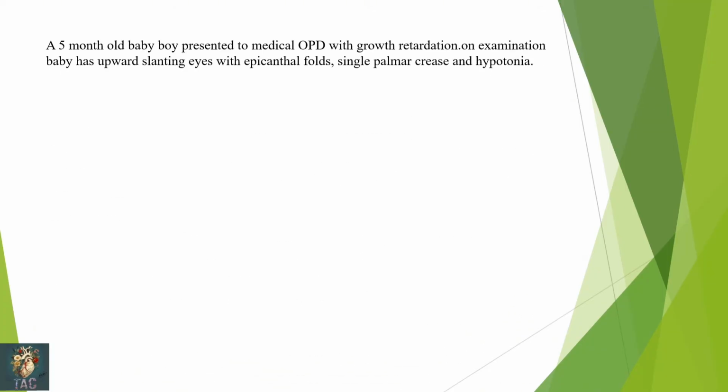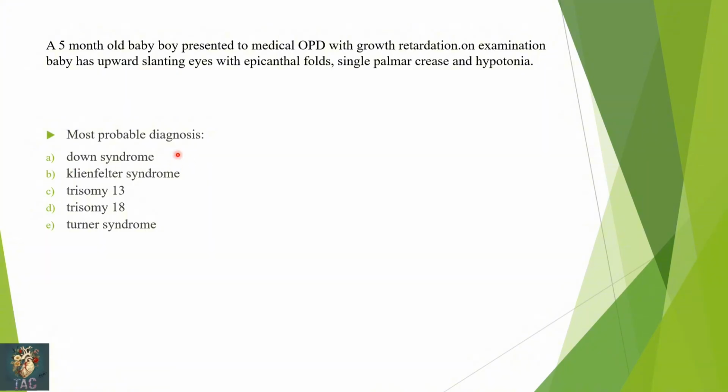Next MCQ is, a 5-month-old baby boy presented to medical OPD with growth retardation. On examination, the baby has upward slanting eyes with epicanthal fold, single palmar crease and hypotonia. The most probable diagnosis can be Down syndrome, Klinefelter syndrome, trisomy 13, 18, or Turner syndrome. So please remember the typical points: upward slanting eyes, epicanthal fold, single palmar crease and hypotonia. These are the signs of Down syndrome, and this is the correct option.